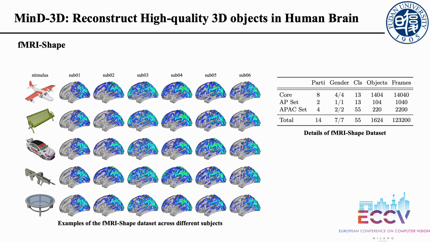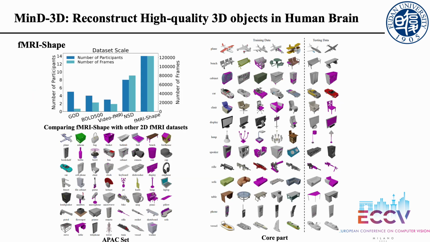We also show the details in the table on the right. We compare fMRI-Shape with existing 2D fMRI datasets. As the first 3D fMRI dataset, fMRI-Shape features a larger number of participants and frames, providing ample support for experiments in our proposed novel task and further research. We also show part of the objects in the core part and the Apache set.